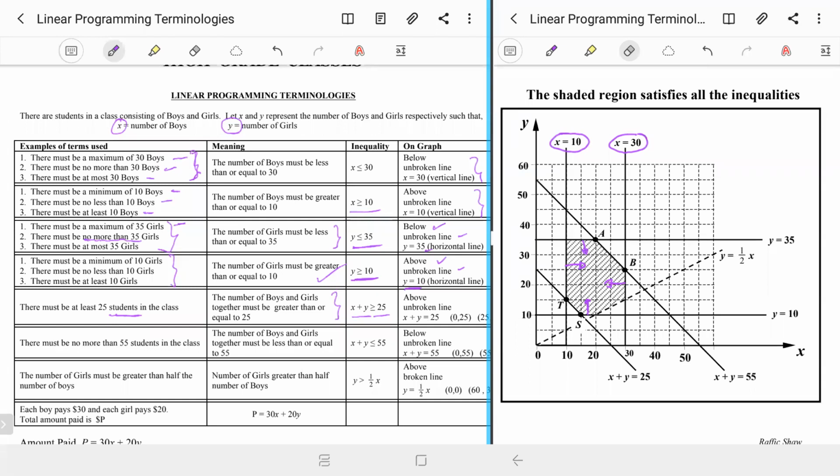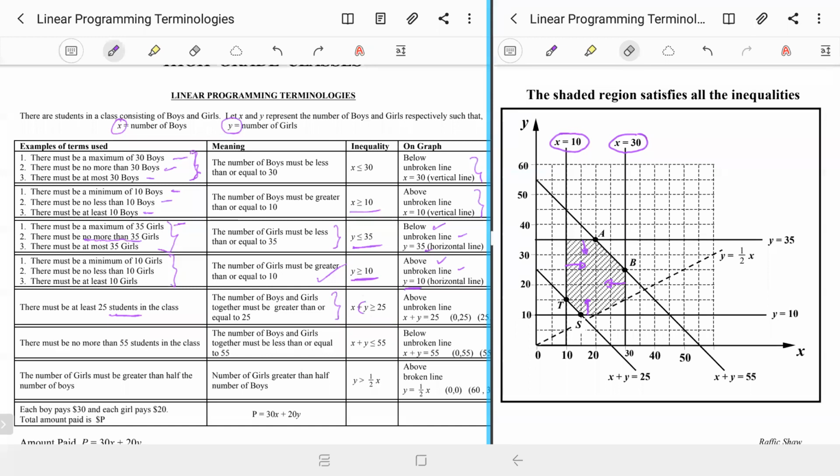So x plus y represents the total number of students. It must be greater than or equal to 25 because it's at least 25 students. Students is taken to mean the boys and the girls together. And what does this inequality mean in terms of putting it on a graph?